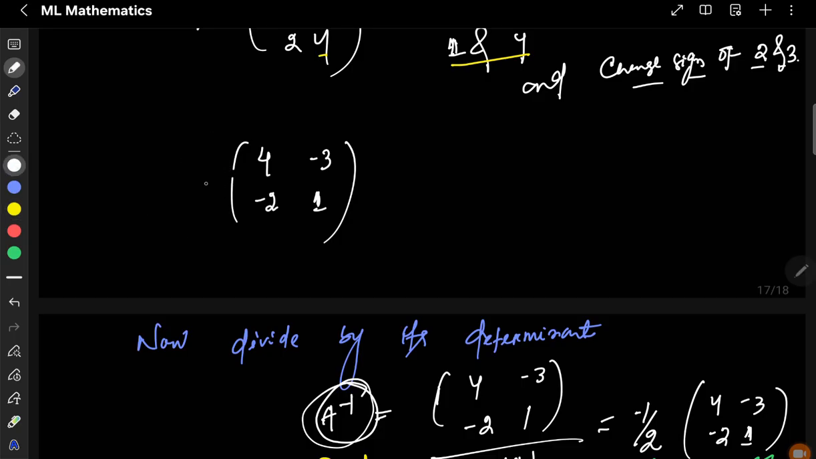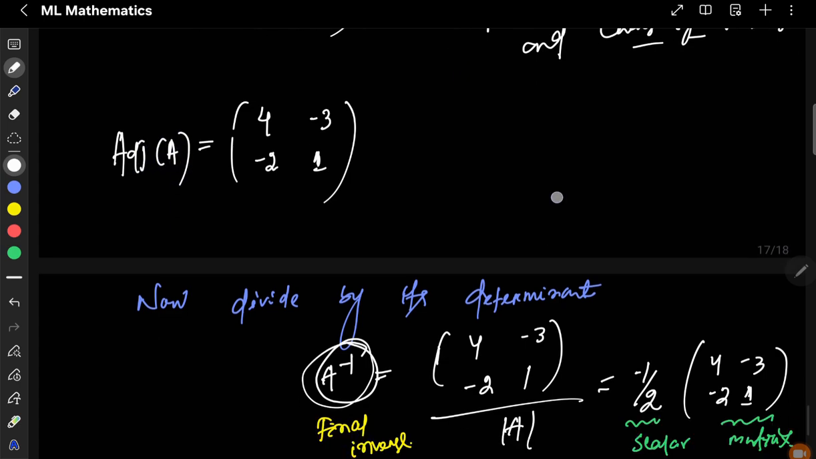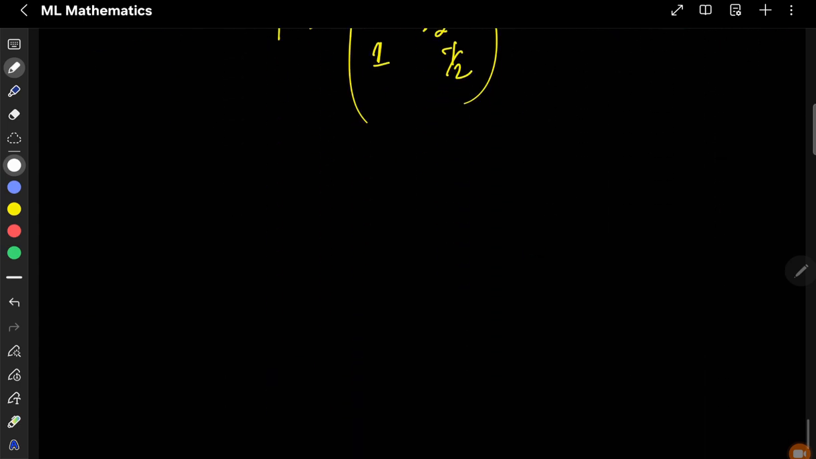The matrix I wrote earlier, which was not the exact inverse, is called the adjoint of A. So to get A inverse, the formula becomes: A inverse equals 1 by the determinant of A into the adjoint of A.